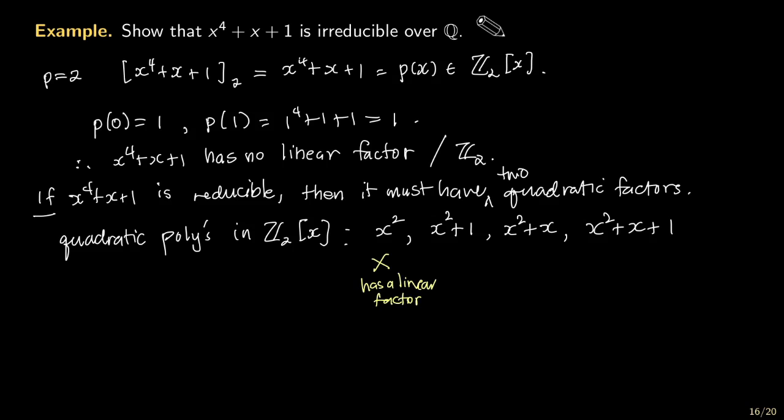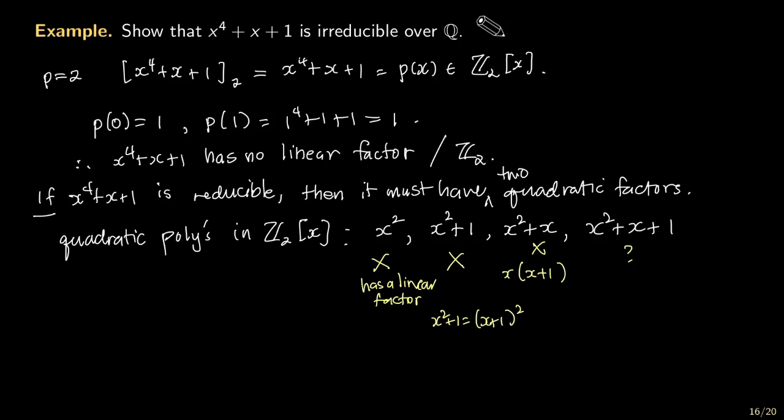How about x squared plus 1? X squared plus 1 also has a linear factor because we are working over Z sub 2. It's x plus 1 quantity squared. So again, using the same logic, this cannot be a factor of x to the 4th plus x plus 1. Also, this one cannot be a factor because that's x times x plus 1. How about this? How about that? Can we factor it? Does this have a quadratic factor?